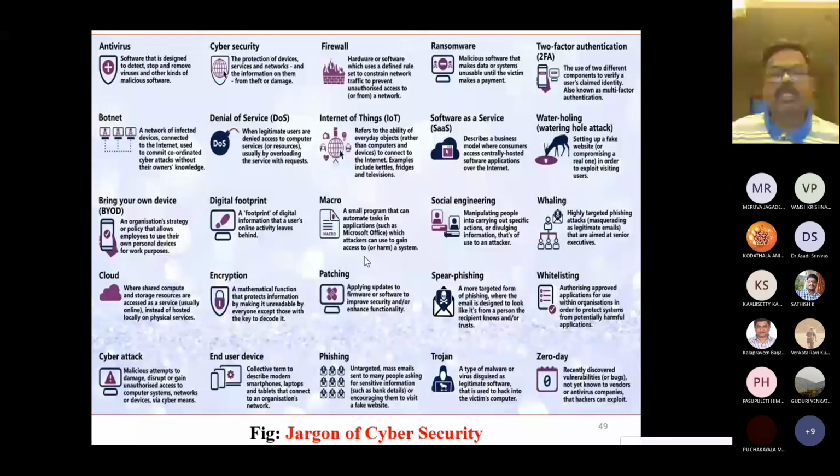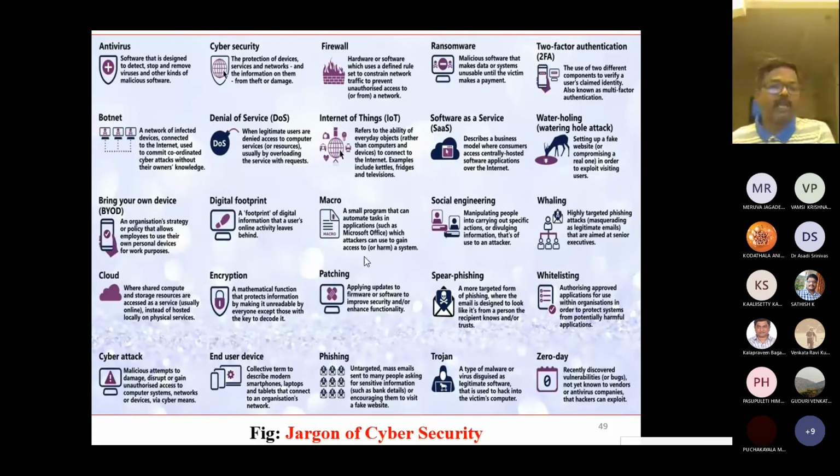That is called macro. Social engineering is nothing but manipulating people into carrying out specific actions or divulging information that's used by an attacker. Whaling. Whaling is nothing but highly targeted phishing attacks, masquerading as legitimate emails, that are aimed at senior executives.